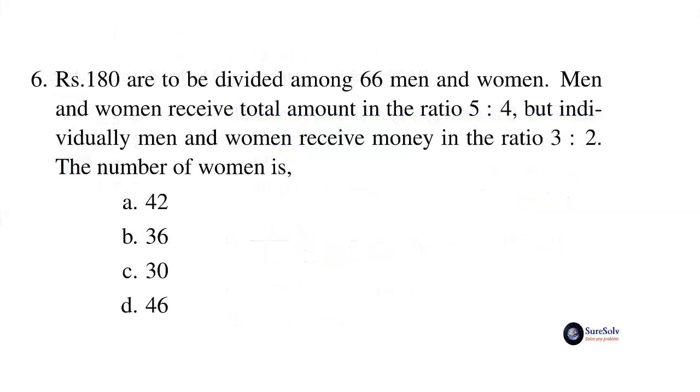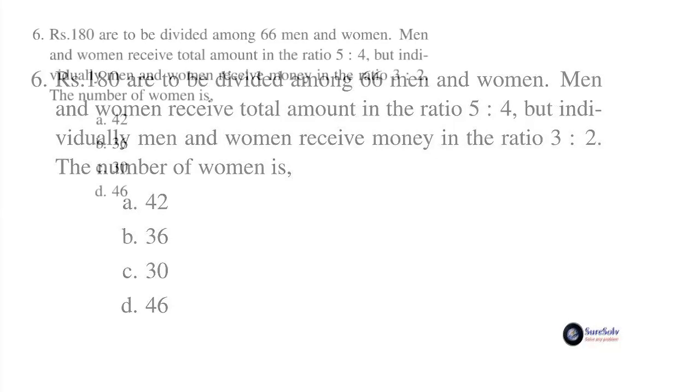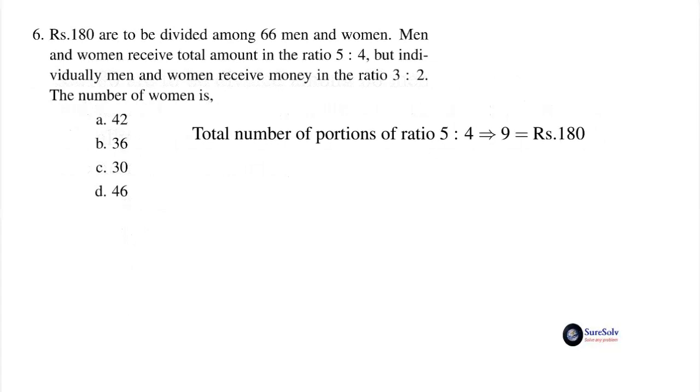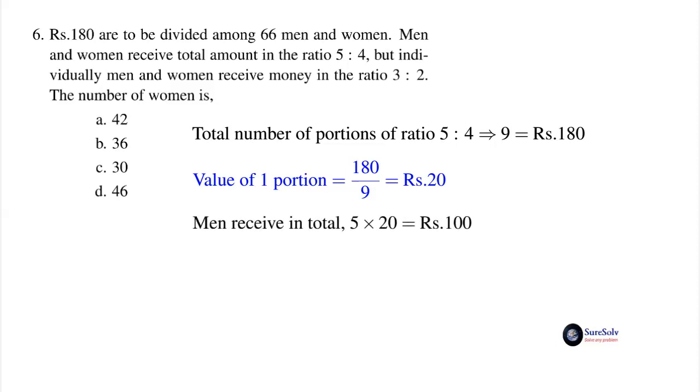Sixth question. Rupees 180 are to be divided among 66 men and women. Men and women receive total amount in the ratio of 5:4, but individually men and women receive money in the ratio of 3:2. Find the number of women. Total number of portions in ratio 5:4 is 9 and these 9 portions equal rupees 180. So each portion value is 180 by 9 equals rupees 20. This is the portions use technique. That means men receive in total rupees 100 and women in total rupees 80.